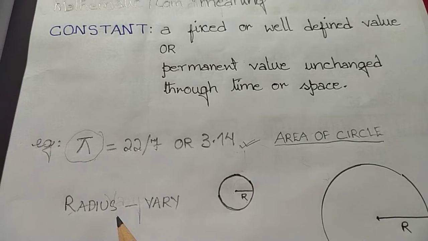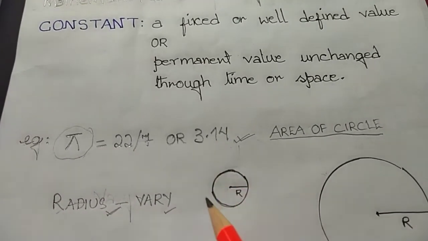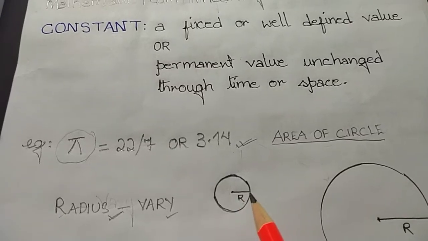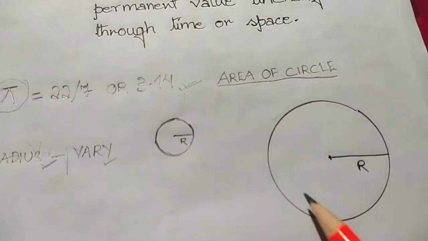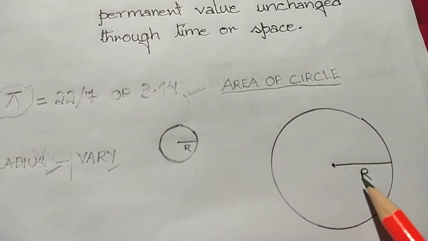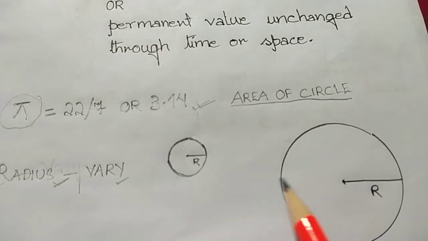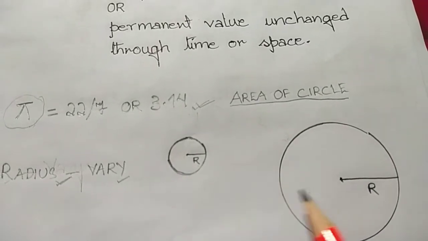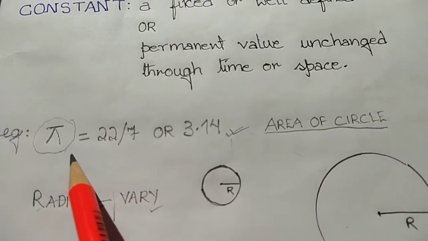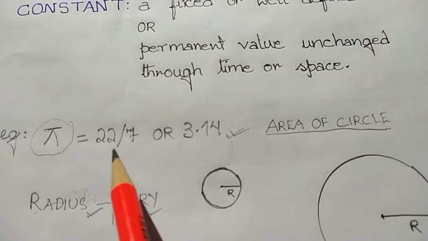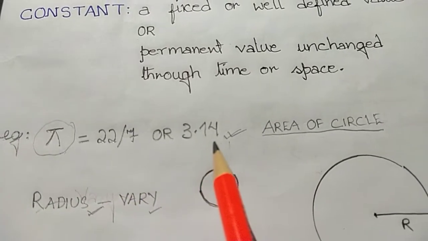But the radius of the circle can vary. Suppose we have a small circle, the value of the radius is small. But if we have a big circle, the value of the radius will be big. Even though we have a small and a big circle, the value of the radius changes, but the value of pi always remains the same. It never changes. That is 22 by 7 or 3.14.